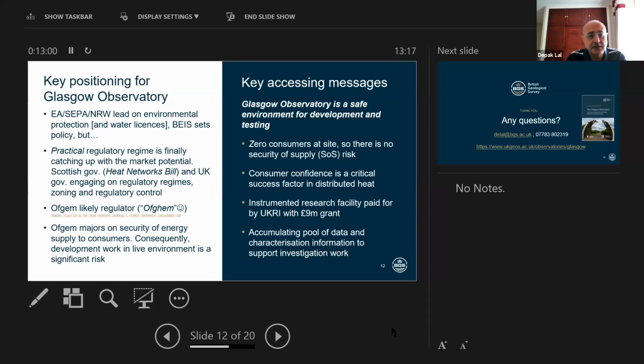Ofgem majors on security of energy supply to consumers and always has done. And consequently, development work in a live environment is a significant risk. That's why one of our key messages for accessing the observatory is that we have a safe environment for development and testing. We don't have any customers connected to the site, so you can do interesting experiments and not have customers screaming at you about the loss of supply. Trying to do that on a live environment is going to be very hard.